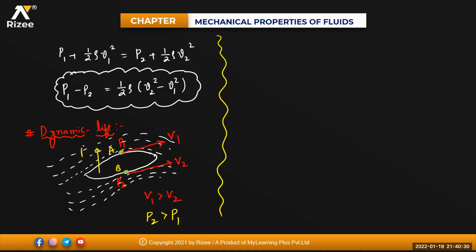So this is the force acting on it. This force we are calling the lifting force, FL. So what will be the lifting force, beta? Lifting force will be equal to the pressure difference into the area of cross section, because pressure is equal to force by area. Force is equal to pressure into area.